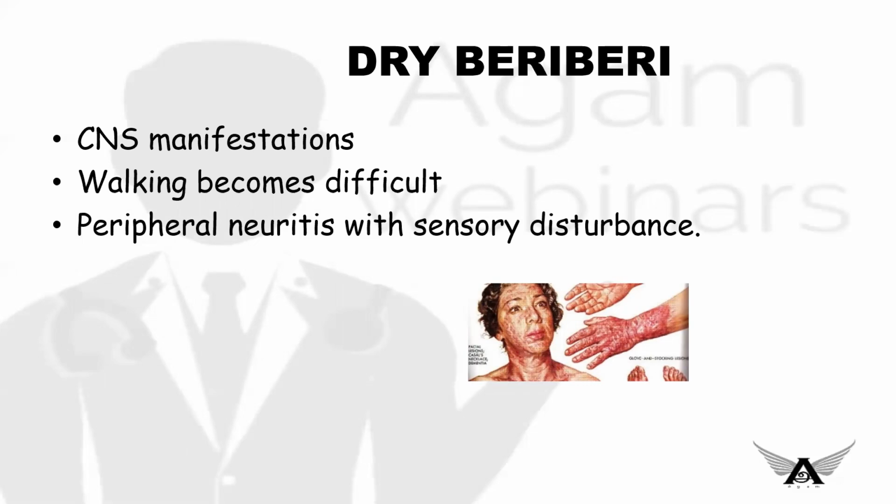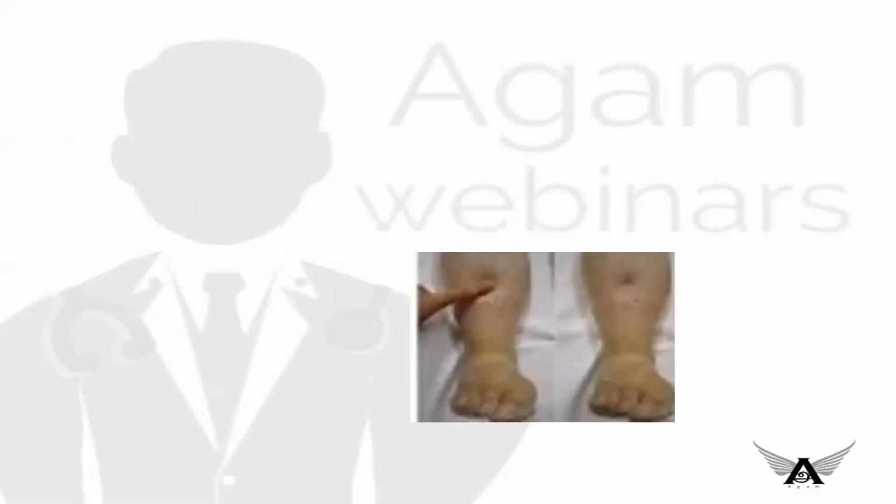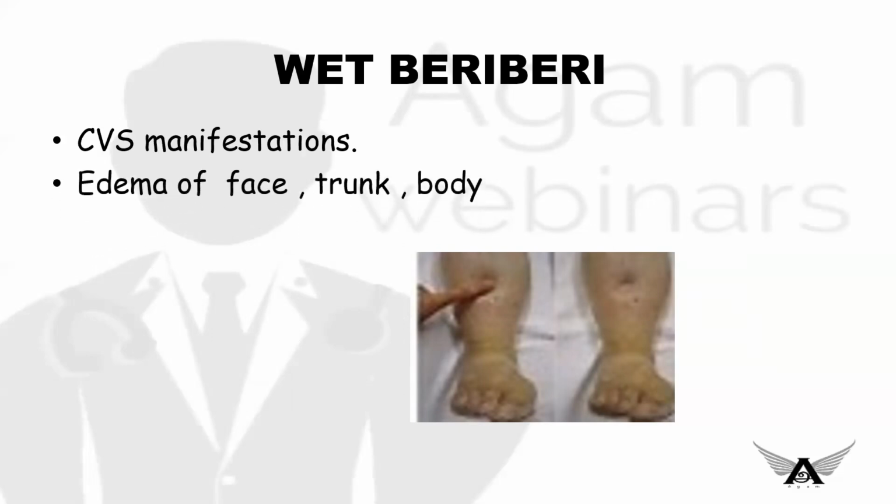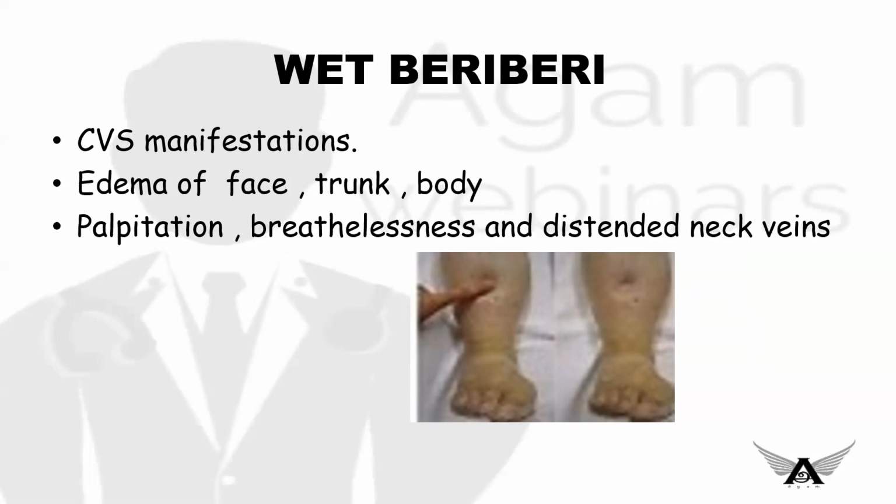The next type of beriberi is wet beriberi. From the name itself, you can see the manifestations are edematous development, so there must be a problem with the CVS. Serious manifestations include edema of the face, trunk and body, and also palpitations and breathlessness are observed, along with distended neck veins. In this condition, death may occur due to cardiac failure or cardiac arrest.